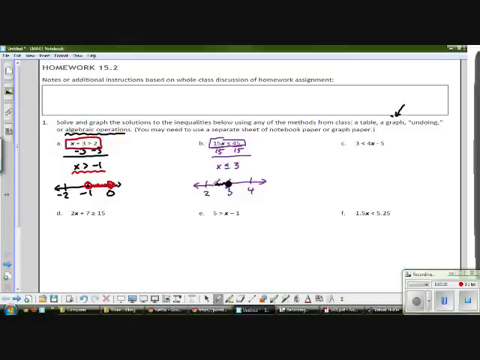Again, we can test it to make sure we are shading all the correct answers. Just pick a number that would be shaded, like 0. Put it right back into your equation. 15 times 0 is 0. 0 is less than or equal to 45. We're good to go. This is going to be okay.